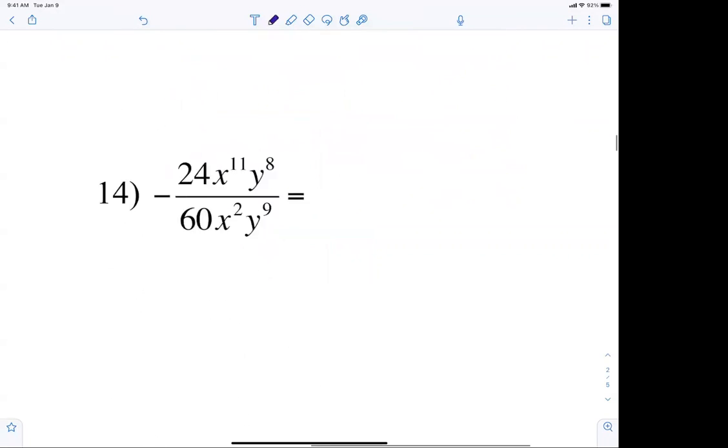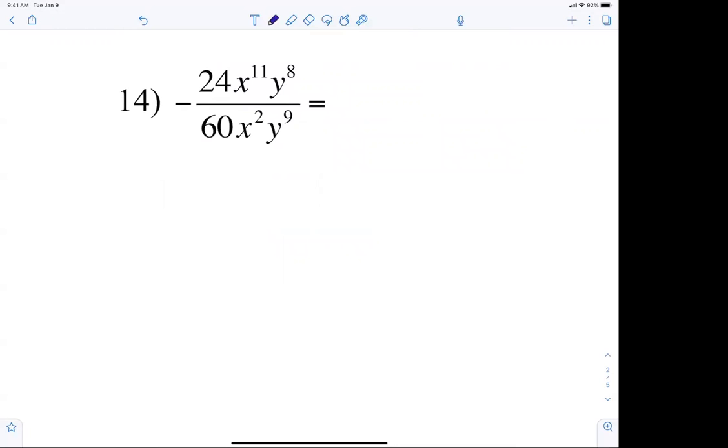All right, here we go. 14. Now we're reducing the fraction. All right. Now notice I see a negative out in front, so it's kind of hidden. So I make myself a reminder that negative is the answer. Then I can reduce by a factor of 12. 12 goes into 24 twice. 12 goes into 60 5 times. So now that's going to be negative 2 over 5.